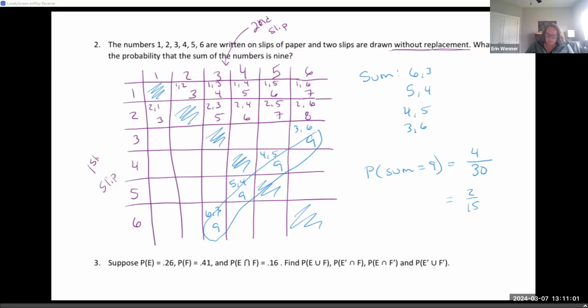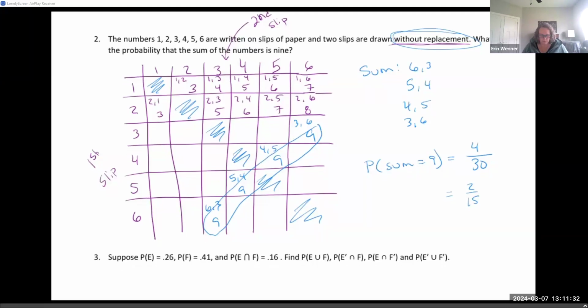So that "without replacement" piece is really important. If they hadn't said without replacement, if they had just said two slips are drawn, you would then assume that they were replacing it. Because if they're not telling you that they're not replacing it, then we just assume that they are. So you do need to pay attention to that. Are they telling you about replacement or are they not telling you about replacement? Okay.